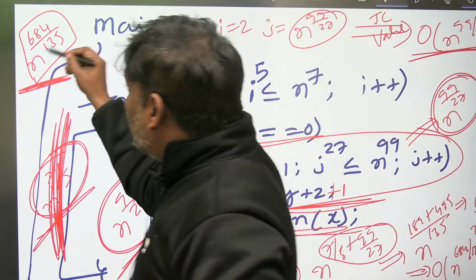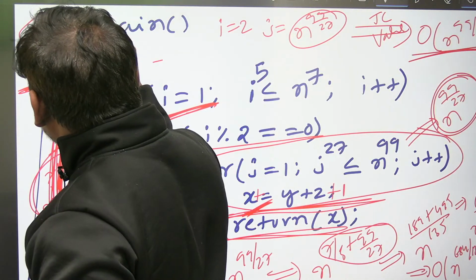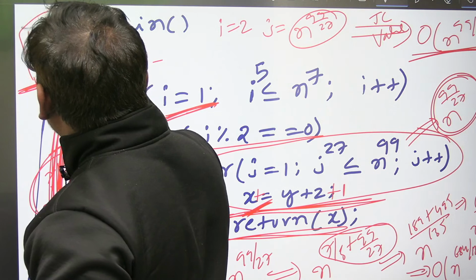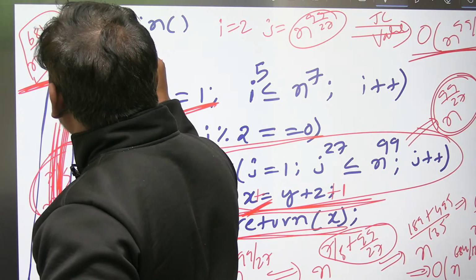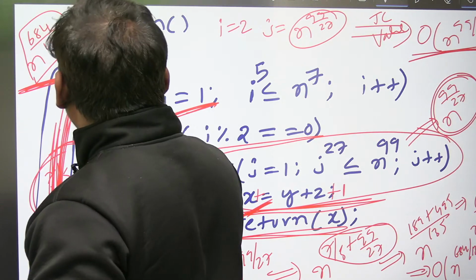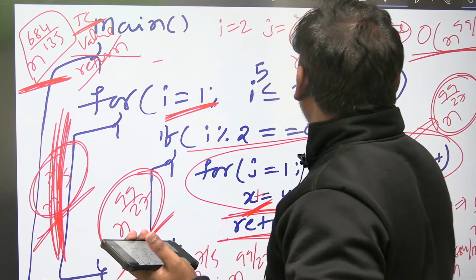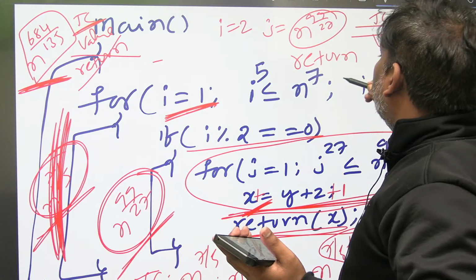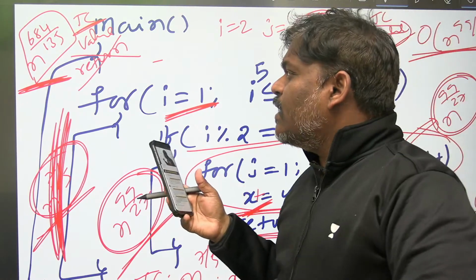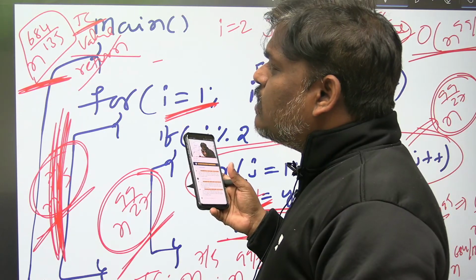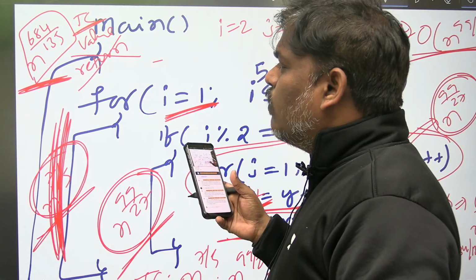So listen everyone now. This is the time complexity, and this is the value also. Without return, this is the answer. With return, this is the answer. So be careful. With return, the answer is going to be n power 684 by 135.